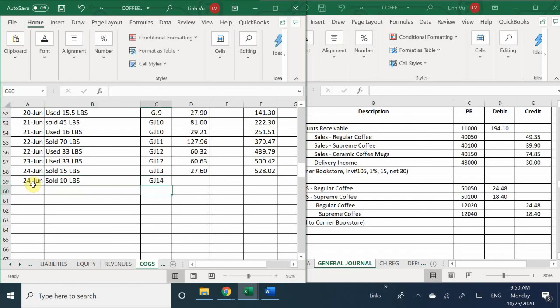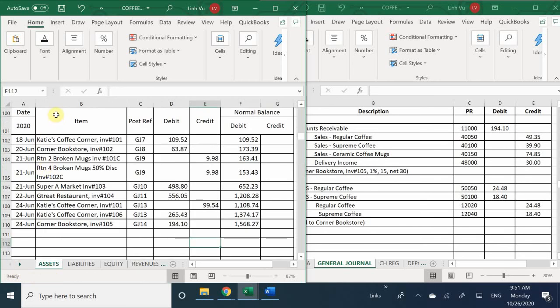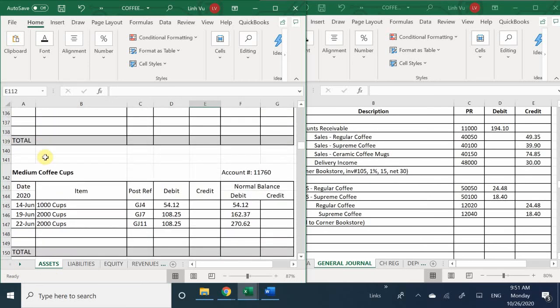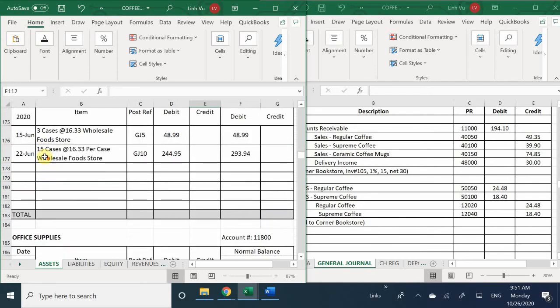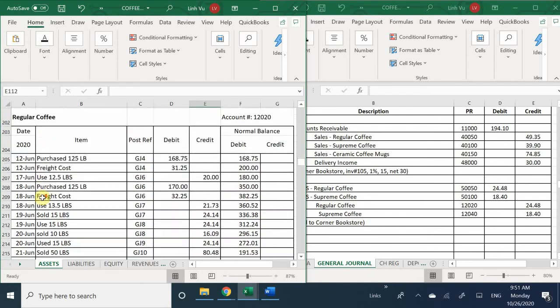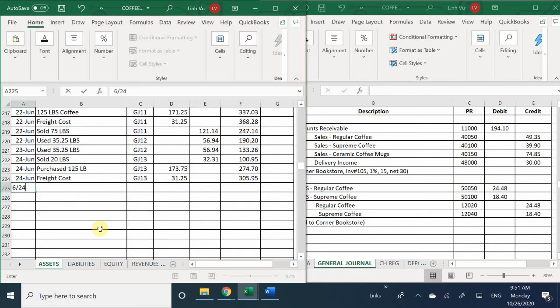GG 14. 1840. Total is 543.72. Good. And assets sold 14. 24.48. 281.47.